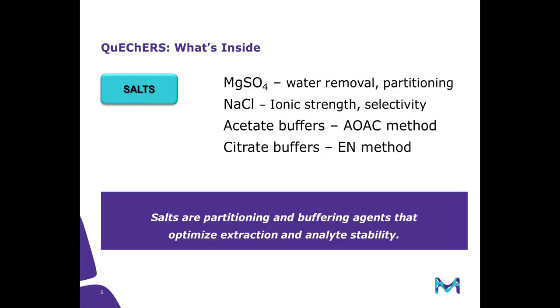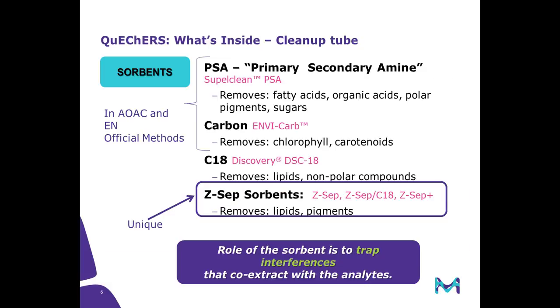And once again, the salts act as partitioning agents, and they optimize the extraction efficiency. So they also help to drive the pesticides into that organic layer. Now, as far as the cleanup goes, the cleanup sorbents, which are loose also, there are three very common ones that are used and available from multiple vendors. PSA, which stands for primary secondary amine, takes out things that will interact with amine groups, so fatty acids, organic acids, polar pigments, sugars, things like that. Carbon takes out colored interferences, mainly chlorophyll and carotenoids, and C18, which by hydrophobic interaction will take out fatty background. These are very common sorbents.